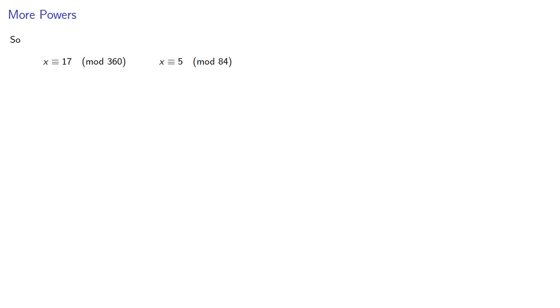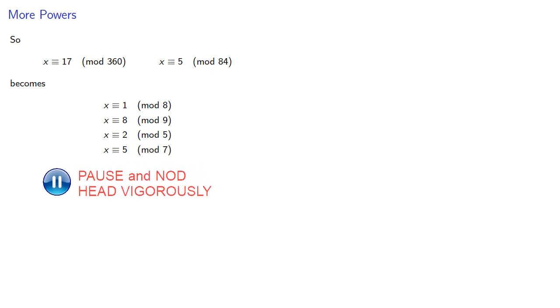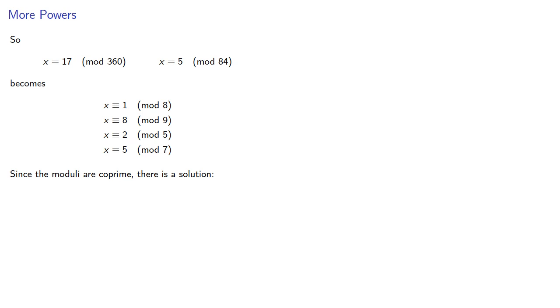And so our original system of congruences becomes a new system of congruences where the moduli are coprime. And since the moduli are coprime, there is a solution, which will be, and we find that 1097 does in fact solve both congruences. This gives us an approach to solving the Chinese remainder problem if the moduli are not relatively coprime.